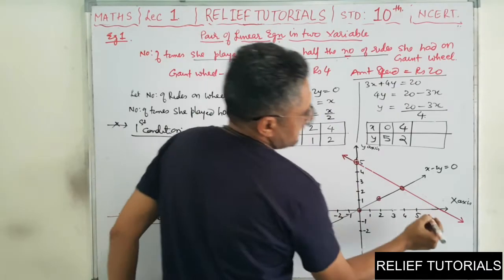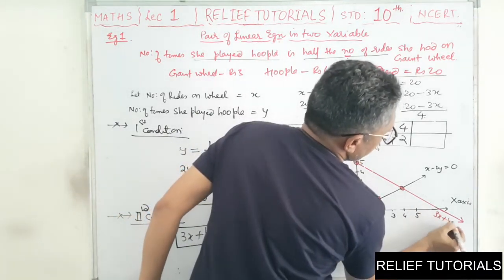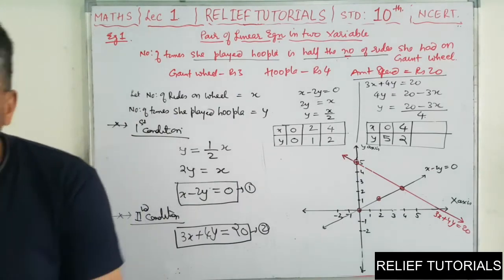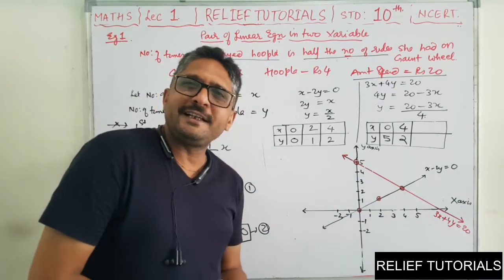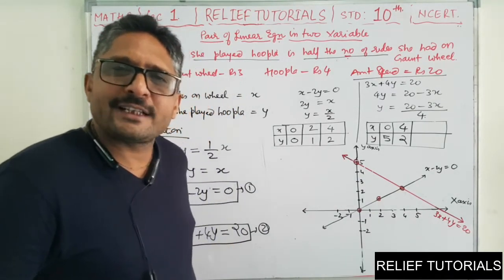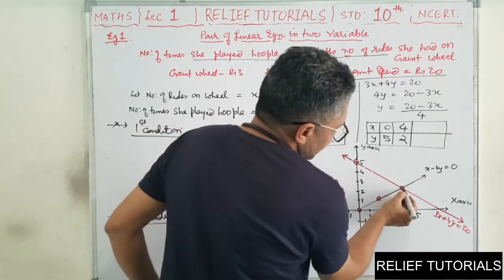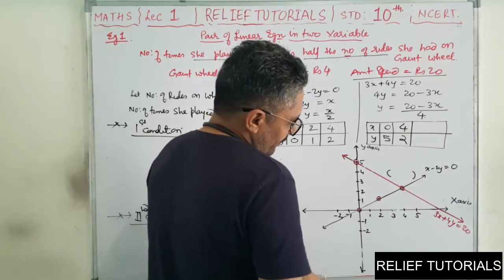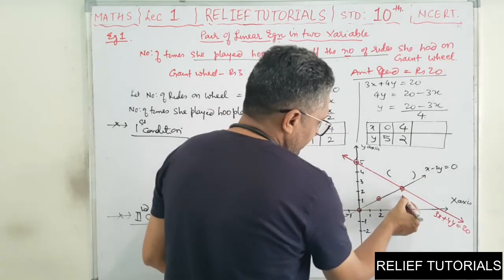This is a line. Which line is it? 3x plus 4y is equal to 20. Now both these lines are intersecting lines. So if they intersect, then you get a unique solution. Which is that solution? See, this is the point. And this point is what? You know, this point is (4, 2).